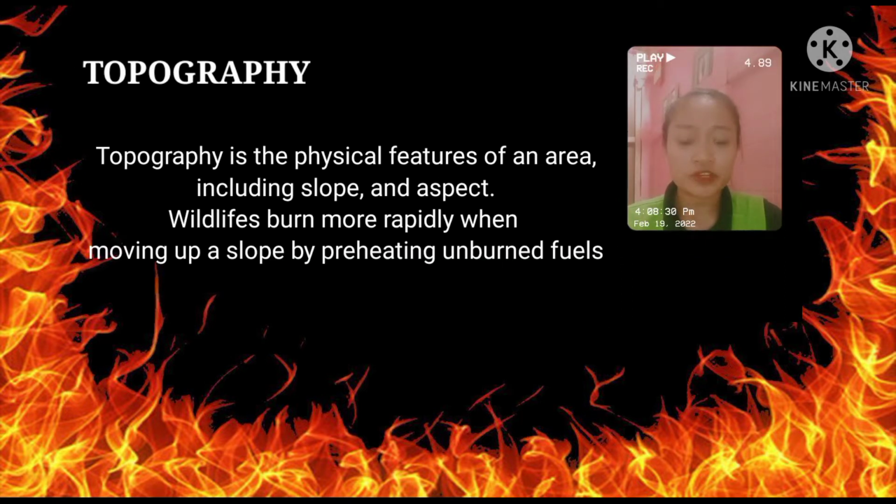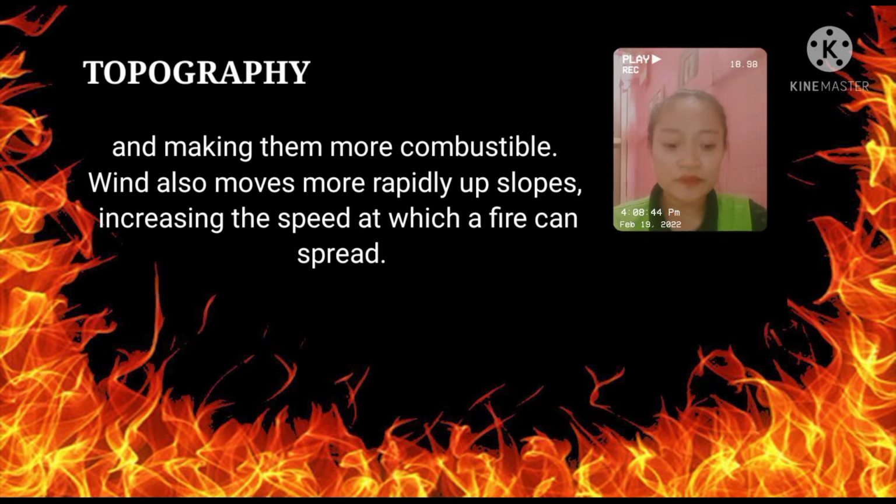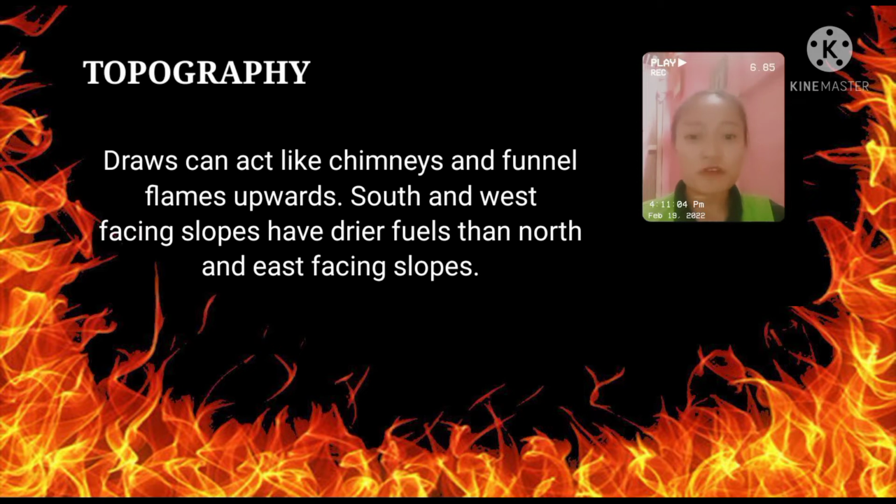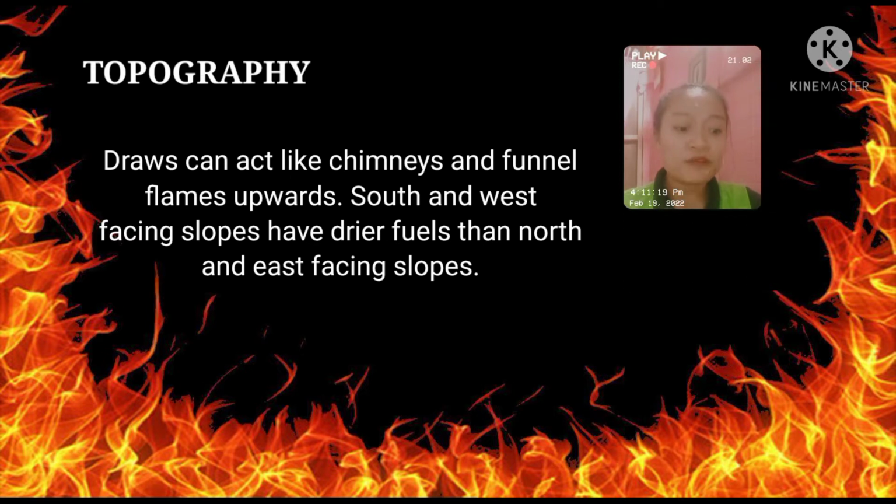Topography is the physical features of an area, including slope and aspect. Wildfires burn more rapidly when moving up a slope by preheating unburned fuels and making them more combustible. Wind also moves more rapidly up slopes, increasing the speed at which a fire can spread. Canyons can act like chimneys and funnel flames upwards. South and west facing slopes have drier fuels than north and east facing slopes.